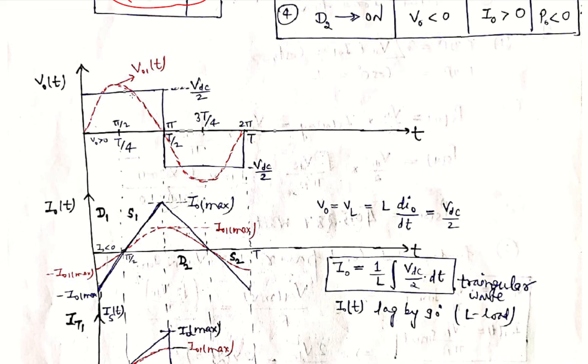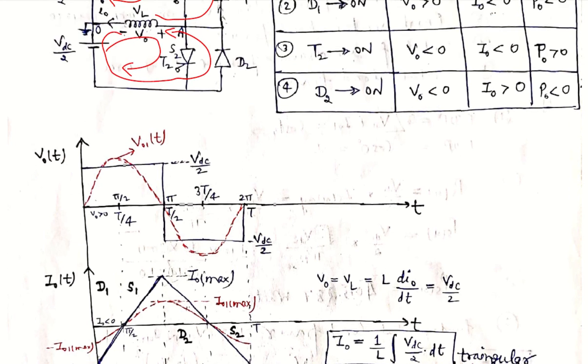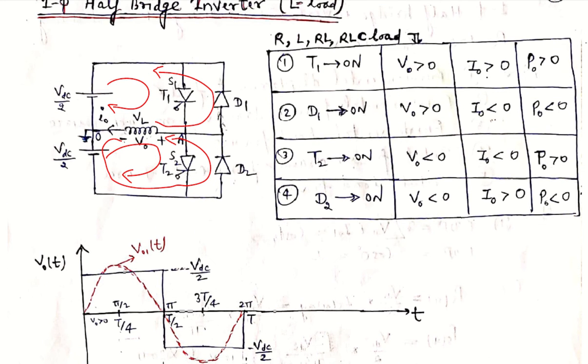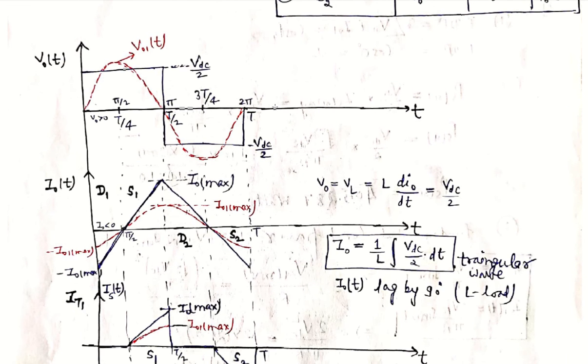From T by 4 to T by 2, again the voltage is positive, but here the current is also positive. So both voltage and current are positive. This is the case of thyristor T1. So thyristor T1 is on, or we can say that switch S1 conducts from T by 4 to T by 2. So we write S1 between T by 4 and T by 2, and continue.